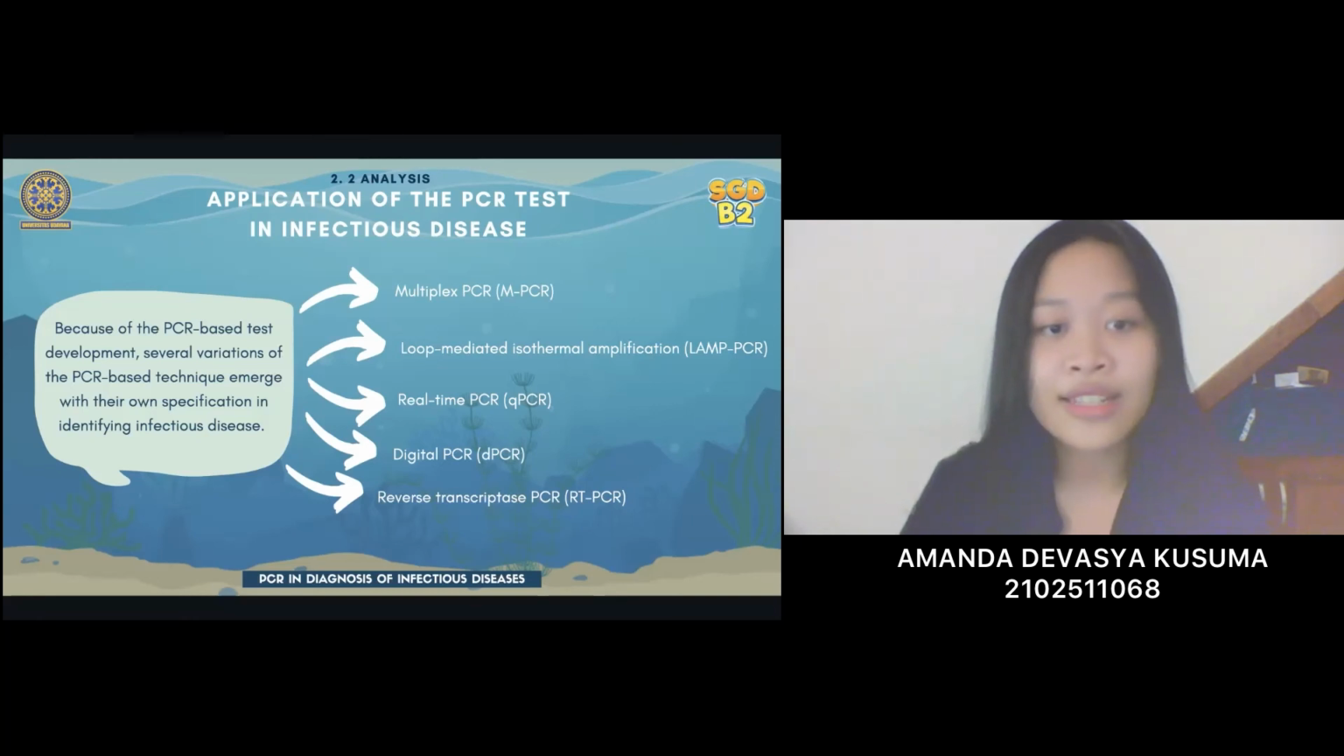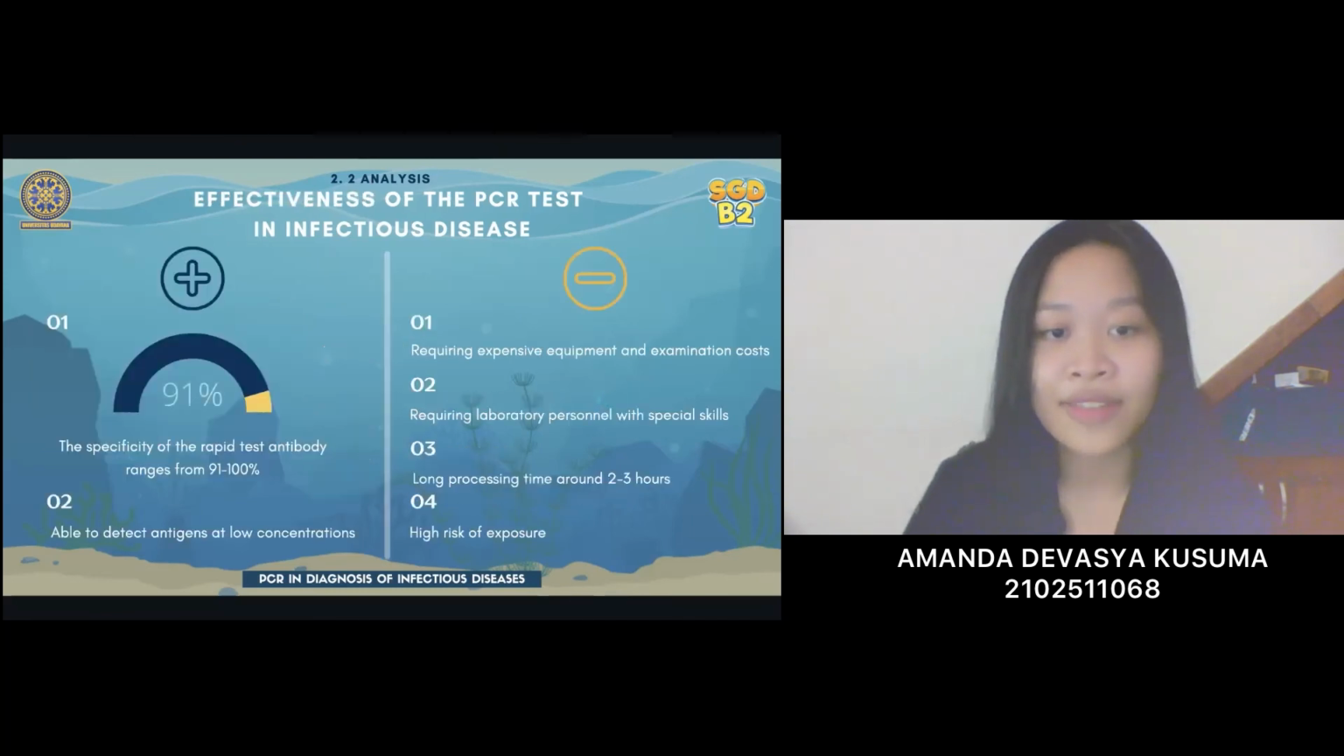Next, the reverse transcriptase PCR or RT-PCR. Nowadays, RT-PCR is mostly known as the test for COVID-19. The sample of RT-PCR assay in detecting COVID-19 is collected from the upper respiratory system. Next, I will explain about effectiveness of the PCR test in infectious disease.